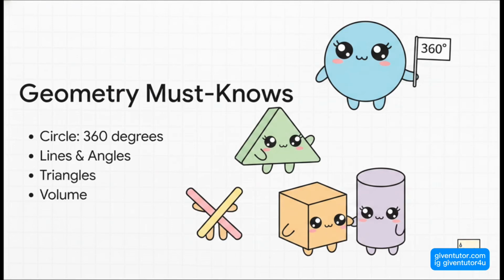For geometry and trig, you've got to know that a circle always contains 360 degrees. Make sure you know your basic lines, angles, triangles, and volume formulas. Now, yes, you do have a reference sheet on the test, but relying on it is going to drain the clock. Memorize the basics and use the sheet only as a backup.